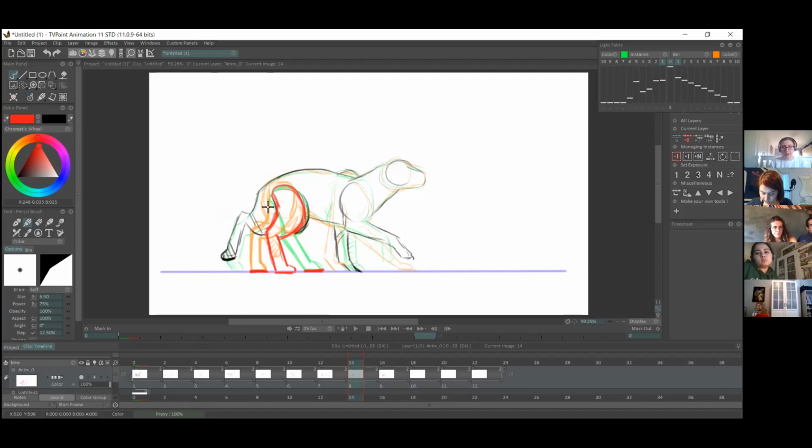So you always check your onion skin because that's what it's there for, to help you. So now you can see that the leg is not doing a massive jump.